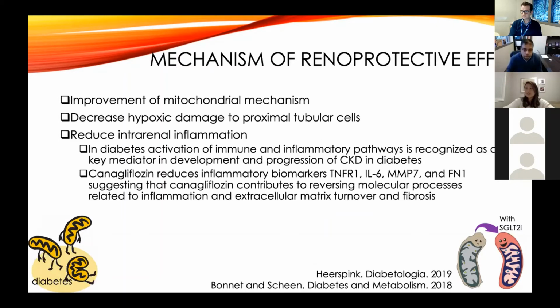There's an interesting study that looked at the inflammatory biomarkers in diabetes and the effect of canagliflozin on these biomarkers. What they found was that canagliflozin reduces the inflammatory biomarkers tumor necrosis factor receptor 1, interleukin 6, matrix metalloproteinase 7, and fibronectin 1, suggesting that canagliflozin contributes to reversing molecular processes related to inflammation and extracellular matrix turnover. This was interesting to me, especially because we know, for instance, that IL-6, nonspecific as this marker may be, is also seen in allograft rejection.